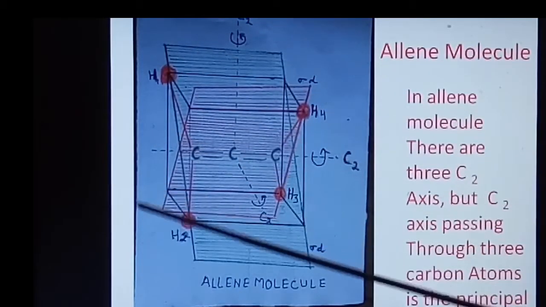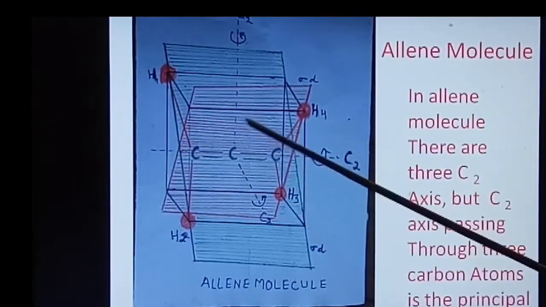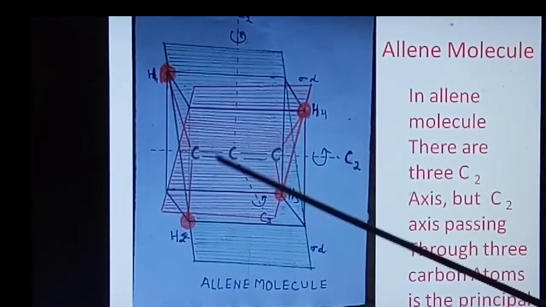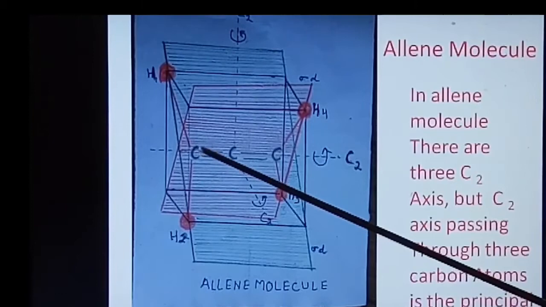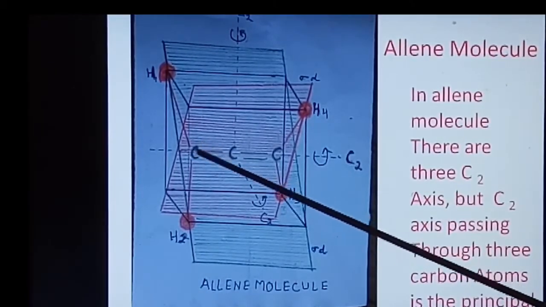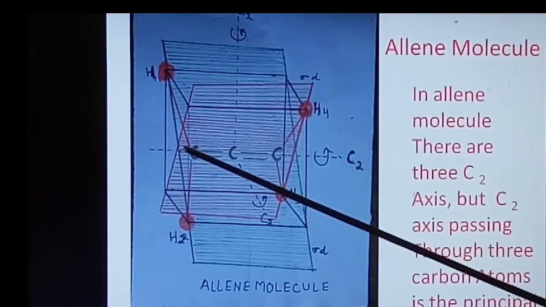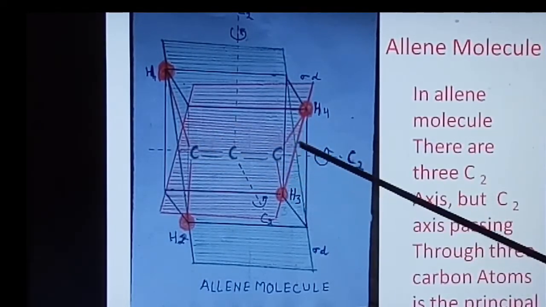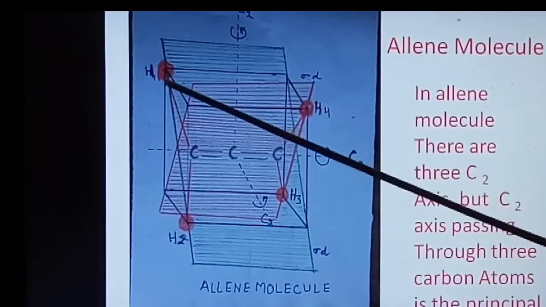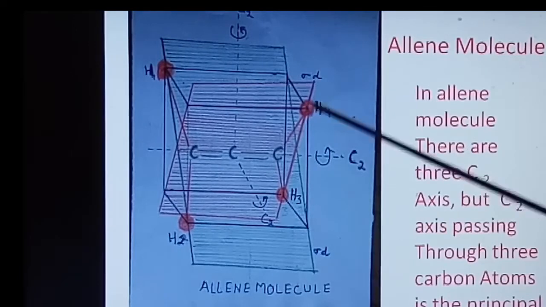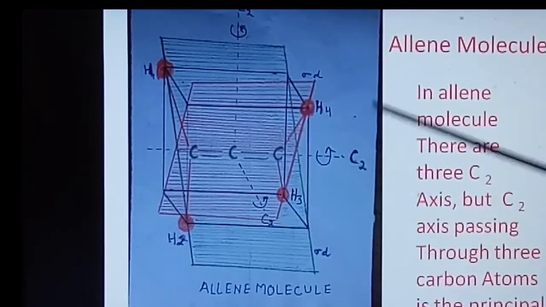This is the structure of the allene molecule. The formula of allene is C3H4. These 3 carbon atoms lie along a rectangle. This is the center of the rectangle, this is the center of one side of the rectangle, and this is the center of another side. And the four hydrogens are placed one here, one here, one here and one here. So this is the structure of the allene molecule.